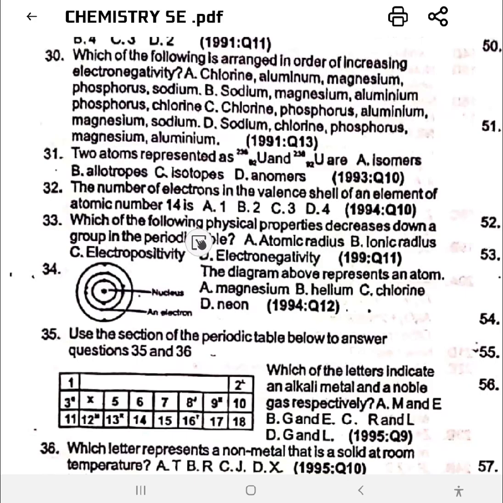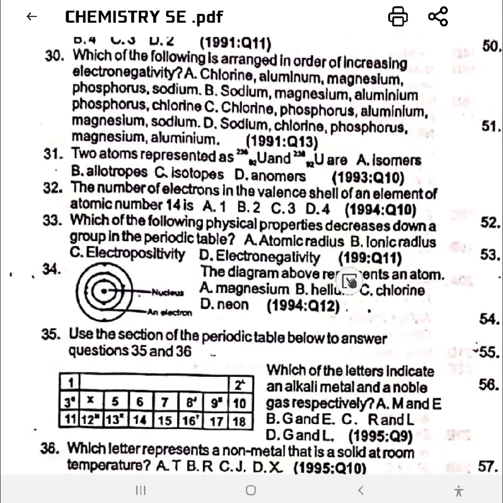D. Which of the following physical properties decreases across the group in the periodic table? 33 is option D, electronegativity. Remember, it increases across the period and decreases down the group.